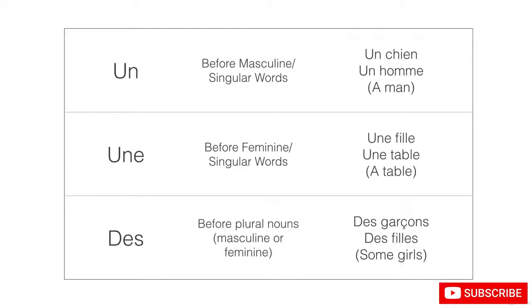So un is used before masculine singular words, just as le was. So un chien, un homme, a dog, a man, which is different from le chien, l'homme, the dog, the man. Une comes before feminine singular words. So we have une fille, une table, a girl, a table, as opposed to la fille, la table, the girl, the table. And then finally we have des. Des comes before plural nouns, regardless of whether they are masculine or feminine. So we have des garçons and des filles, which is different from les garçons et les filles. Des garçons, des filles is some boys and some girls. Les garçons et les filles are the boys and the girls.